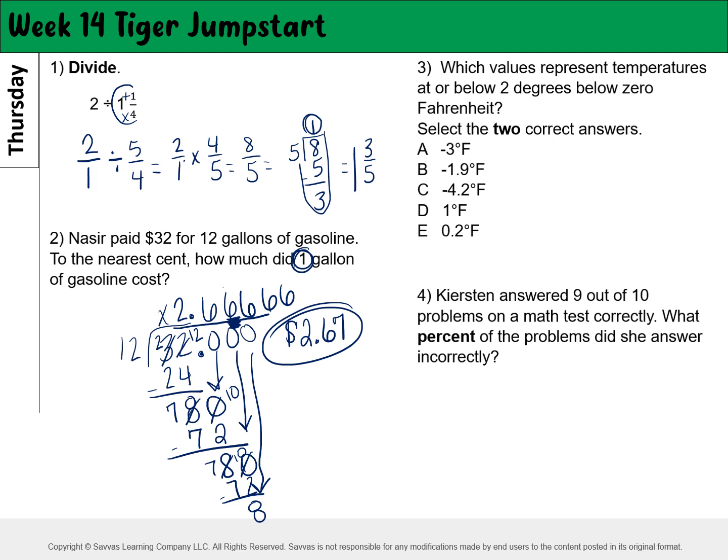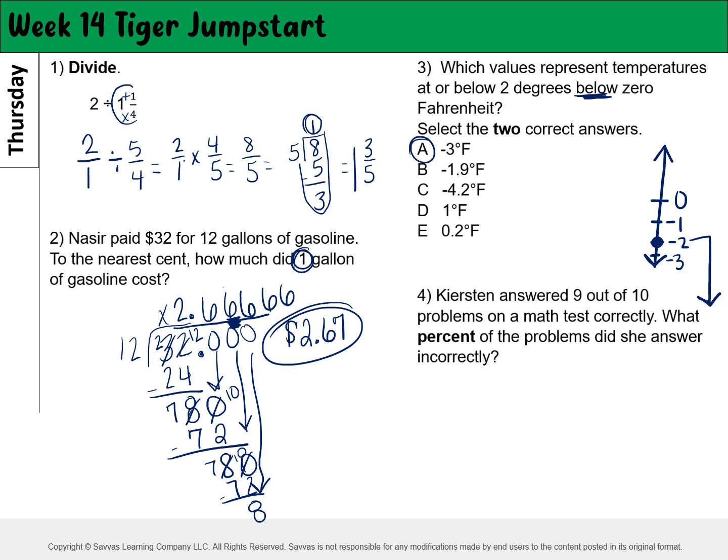Number 3. Which value represents temperatures at or below 2 degrees below 0 Fahrenheit? So think about a vertical number line. Here is 0. Here's -1. Here's -2. Then I'd have -3 and so forth. I either want to be at or below 2 degrees below 0. If I'm 2 degrees below 0, I'm currently at a -2. So think about what numbers or values are either at a -2 or they are below a -2. We know a -3 would work, so circle A.